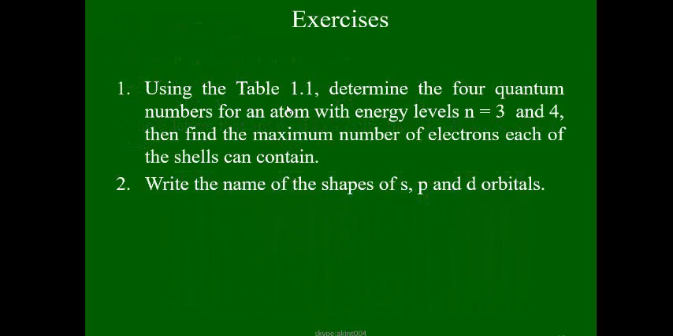The exercise is number 1. Using table 1.1, determine the 4 quantum numbers for an atom with energy levels n is equal to 3 and 4. Then find the maximum number of electrons each of the shells can contain. Write the name of the shape of this. You have to write the name because the shapes have been drawn before. So you are just to write the name. I've mentioned the names more than once, more than twice in this lecture. So just write the name and practice it. Practice the exercises.